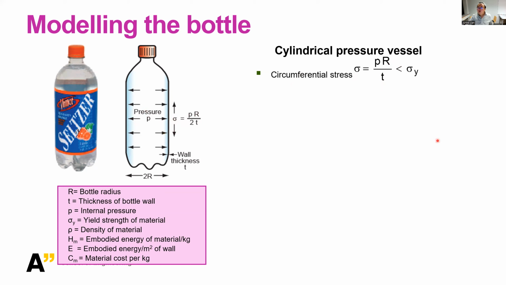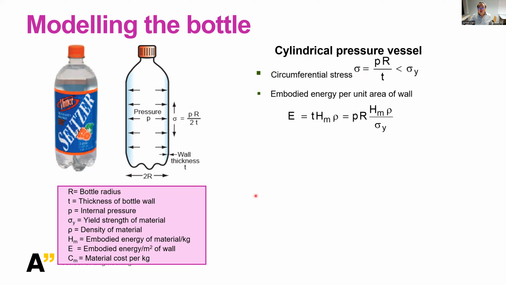And of course, if we would like the material to contain a certain pressure, it means this strength of the material has to be smaller than the yield strength, right? Otherwise, the material will have plastic deformation that will already be considered a failure of the bottle. All right. Then we want to calculate the embodied energy of the bottle, right?